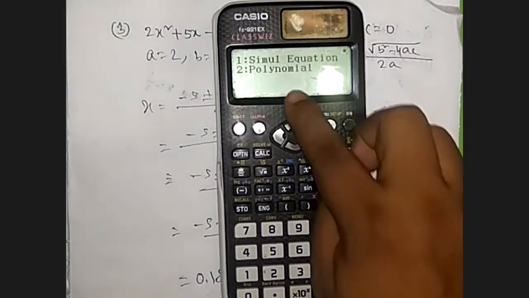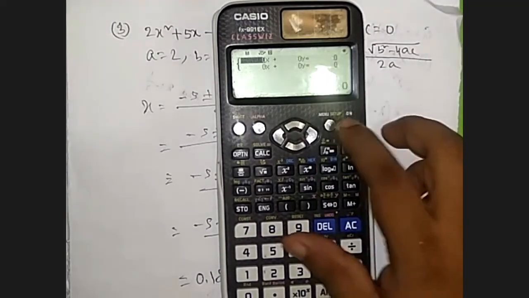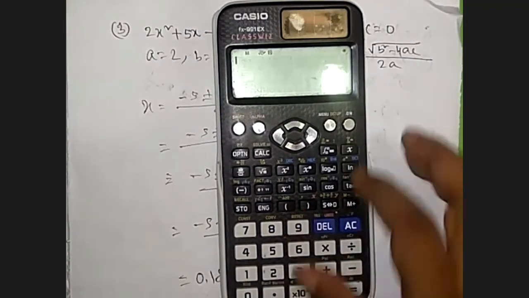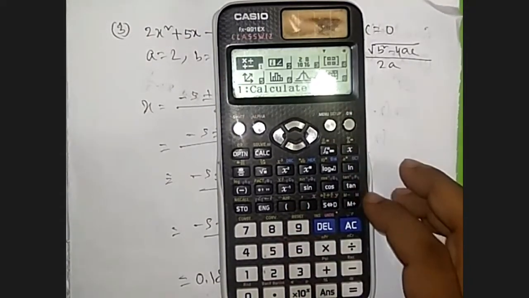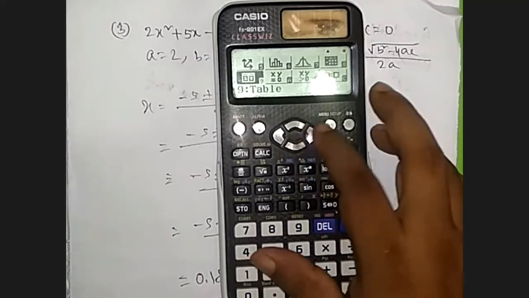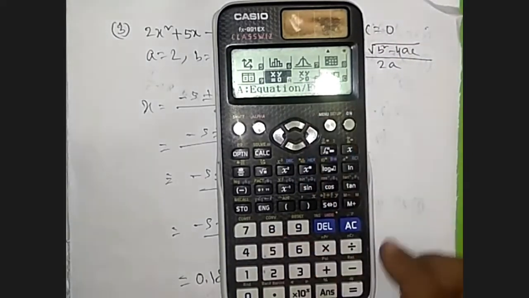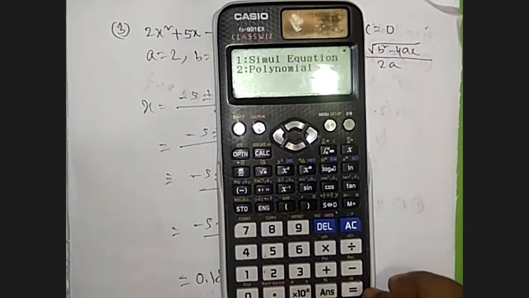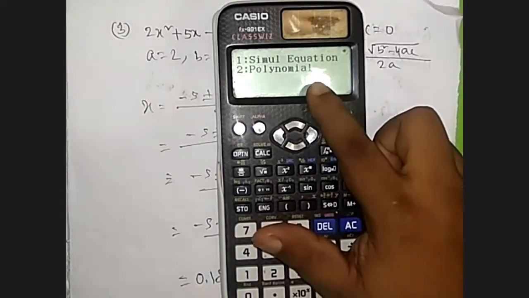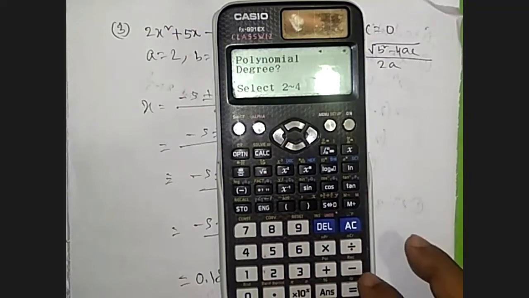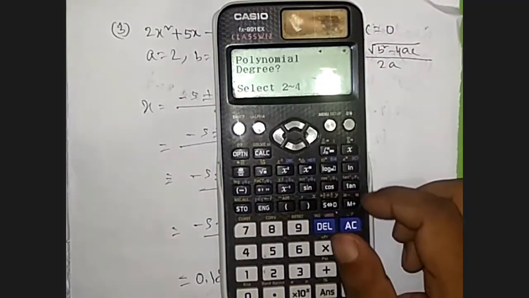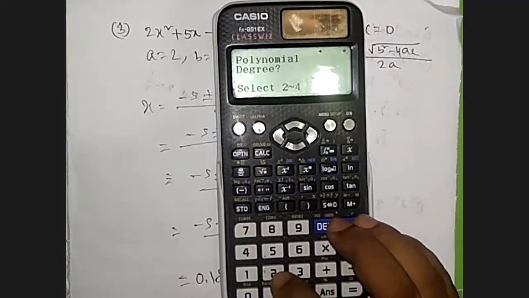See here, there is a given polynomial. First of all, I pressed menu, then I go up to the equation. See here, equation is looking equations and functions. Then I put equal signs. Then there is a simultaneous equation polynomial. I'm just using polynomial. So there's a degree given. So we are doing quadratic, so its power is 2. So let me use 2.